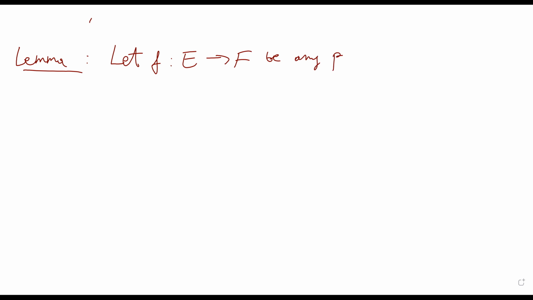So this will be in the form of a lemma. And we take any path homomorphism of graphs. So let F from E to F be any path homomorphism of graphs.